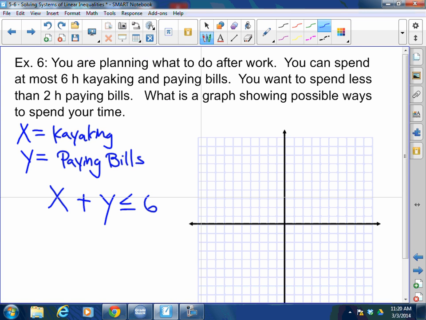But then what's my second equation? You want to spend less than 2 hours paying bills. So y has to be less than 2 hours. Very good, son. Awesome. I'm so proud of you.